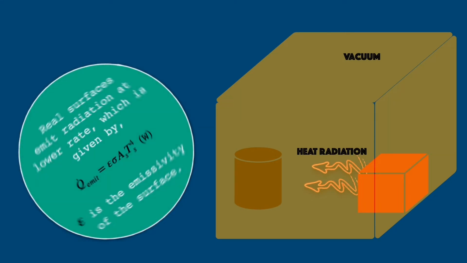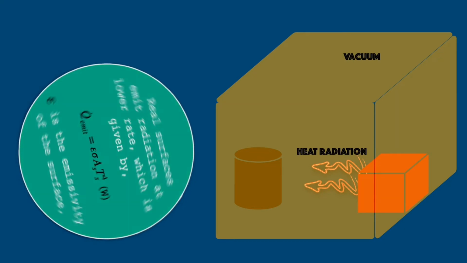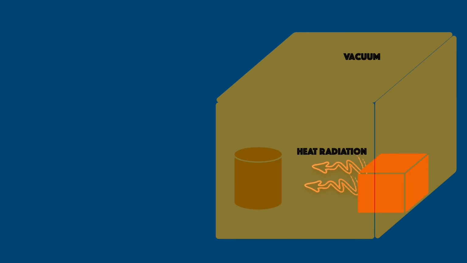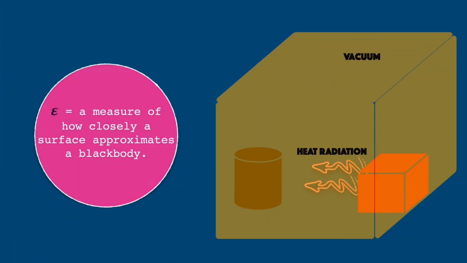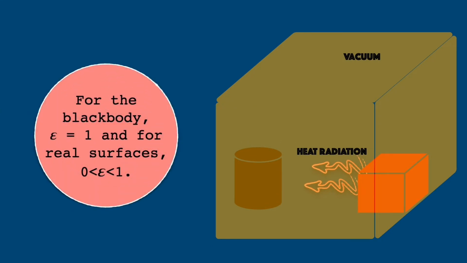Real surfaces emit radiation at a lower rate, represented by the given symbolic expression. Epsilon is the emissivity of the surface. It is a measure of how closely a surface approximates a black body. For the black body, epsilon equals 1. And for real surfaces, it lies between 0 and 1.